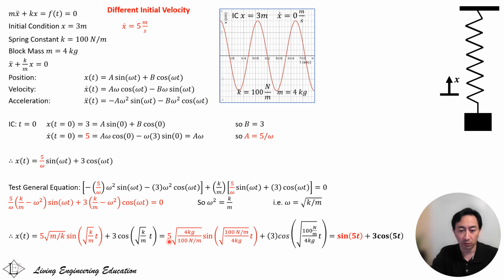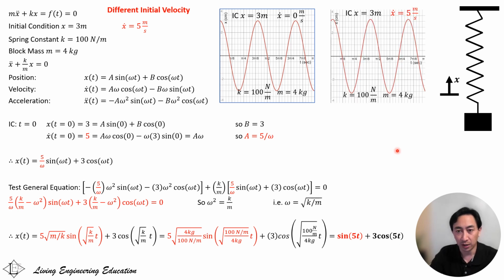Right, so the 5 here and the square root 1 over omega cancel out, right? So 4 over 100 gives me 1 over 25. Square root of 1 over 25 is 1 over 5. So that's why that cancels out. So I get 1 times sine 5t plus 3 cosine 5t. Makes sense that both will have the same frequency. There is a combination of phase shifts, and we see that effect here, right? So this is my position solution for this case.